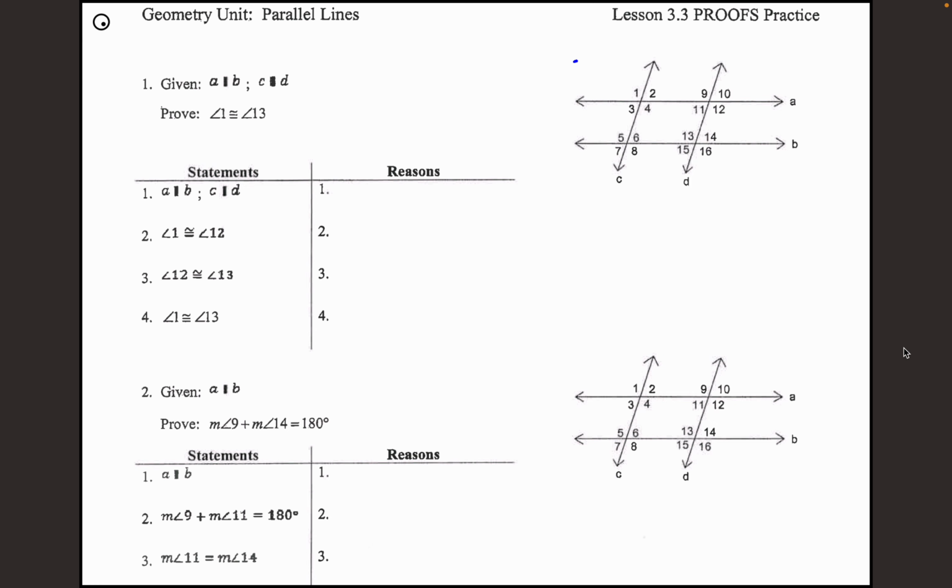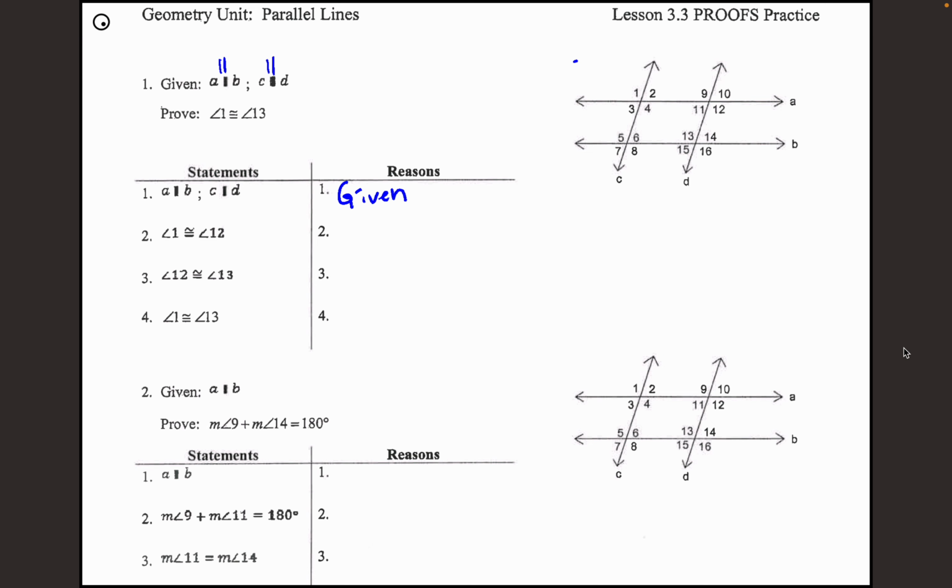So when we have this one, I don't know why on a couple of these, when it has this mark right here, this is just saying that A is parallel to B, and this is saying that C is parallel to D. That's what those marks are showing, that they're parallel. And we have to prove that angle 1 is congruent to angle 13. When we look at the first one, what do you think our first reason is going to be? Given. It's still going to be given every single time.